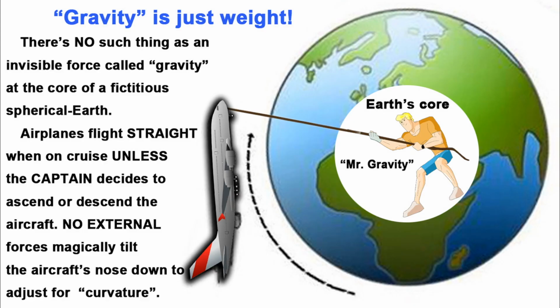So gravity is just weight. Gravity is not tipping the nose of the airplane down. There's no such thing as an invisible force called gravity at the core of a fictitious spherical Earth. Airplanes fly straight when on cruise unless the captain decides to ascend or descend the aircraft. No external forces magically tilt the aircraft's nose down to adjust for curvature.